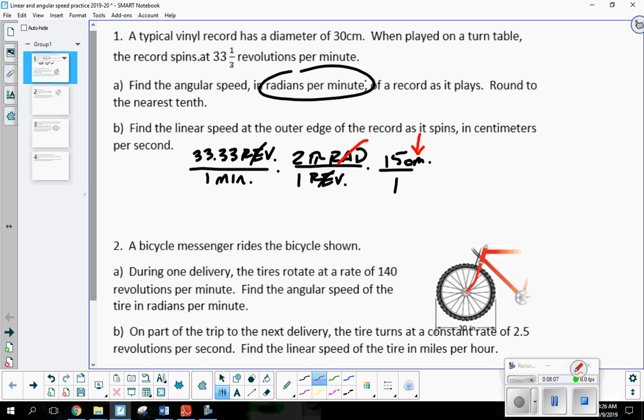Is that what the problem wanted? No, it wanted centimeters per what? Per second. So you always want to be careful: what does the problem want? I've got to add one more ratio on here. If I want my minutes to cancel, I'm going to put those above, seconds below. What is that ratio? Yeah, 1 minute is 60 seconds.